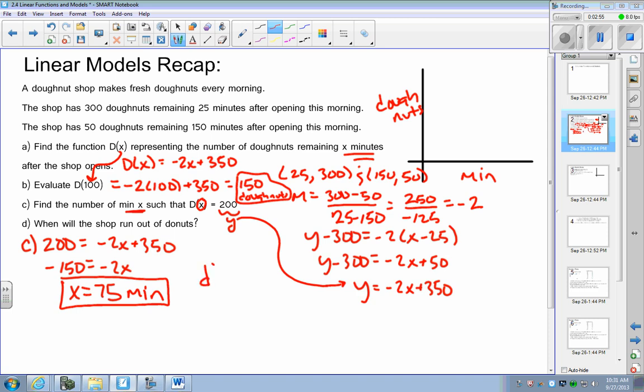Last piece. When will the shop run out of donuts? When the shop runs out of donuts, that means the value of the function goes to 0. It's like the golf ball problem we've done before. So this is the same idea. We're just simply solving for 0 now.